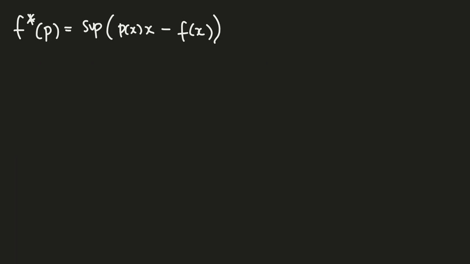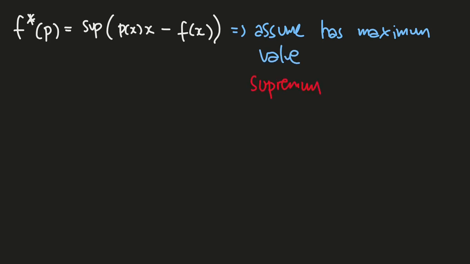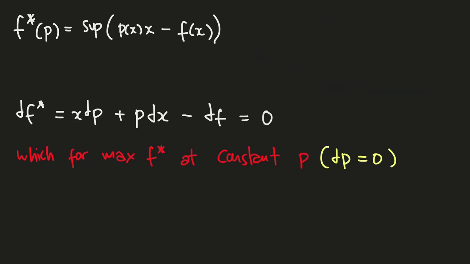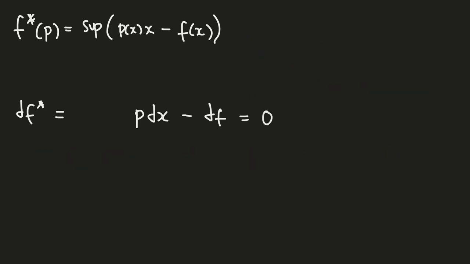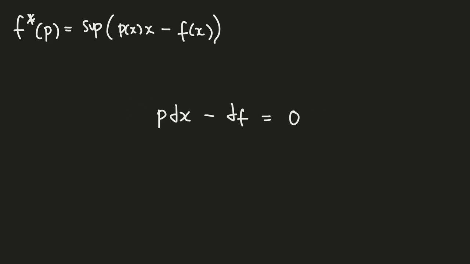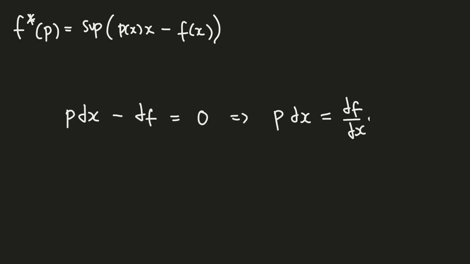You might be thinking, why do we define this as supremum? In this equality, assume that this f star has a maximum value. So the supremum here is what we know as the maximum. Because this maximum exists and this is a differentiable function, we take the differential form of f star as this. For the maximum value of f star at constant p, by looking for the maximum value as df star equals 0, the remaining non-zero term will be like this, and by this form we can get this differential form. So here we get p is equal to this.